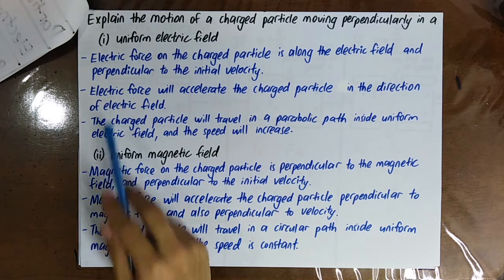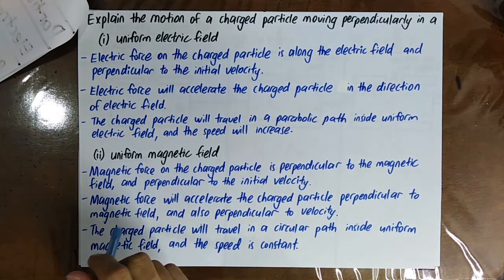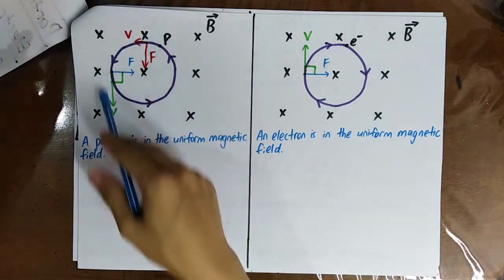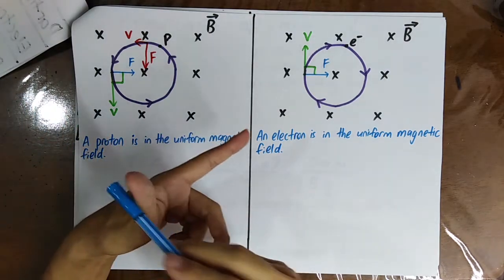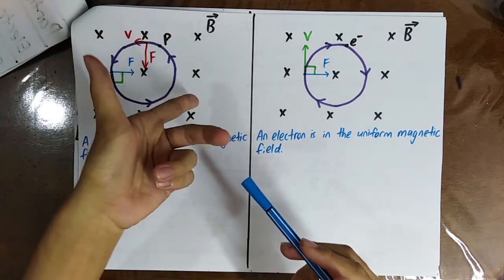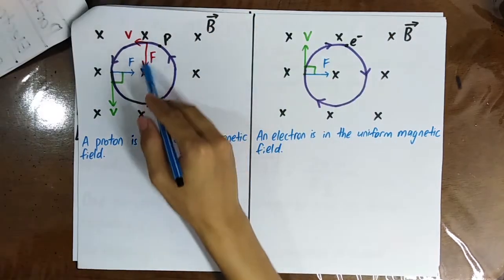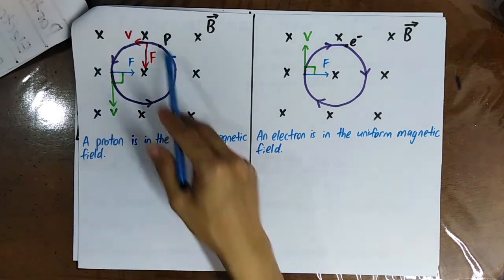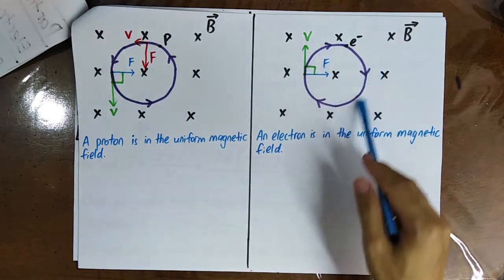Okay, so when the charged particle is moving perpendicularly into a uniform magnetic field, then the charged particle will travel in a circular path. By using Fleming's left hand rule, FBV. For example, in this case, B is into the page and V is here. So you know that the force is downward. So this is a proton. The proton will move in an anti-clockwise direction. So the electron will move in a clockwise direction.